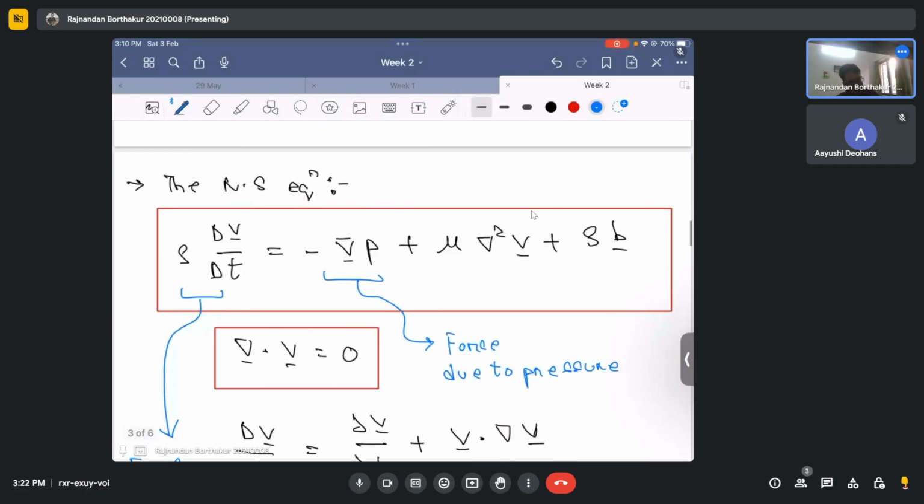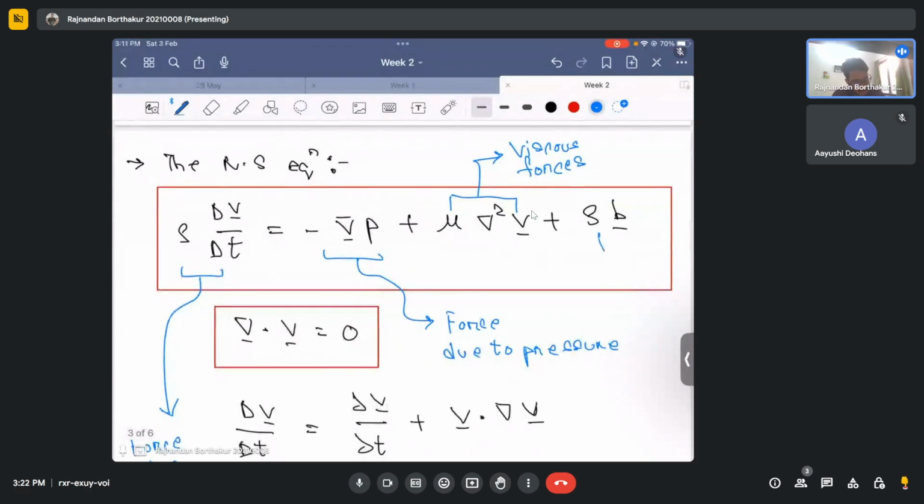So in the same spirit, can you tell me what this term signifies? The dynamic viscosity times the Laplacian of the velocity field v. Viscous force. Exactly. So these are the viscous forces, which account for the viscosity of the fluid, or which arise due to the viscous nature of the fluid. And of course, this last term, as I have already said, is the body force. All right.